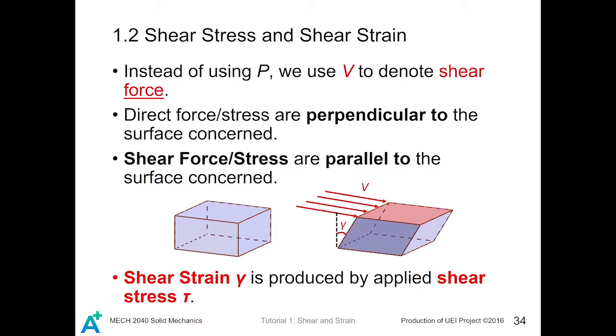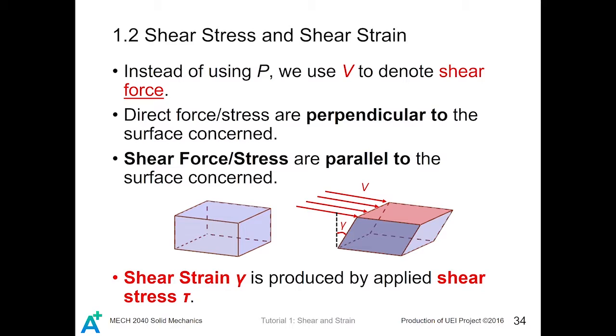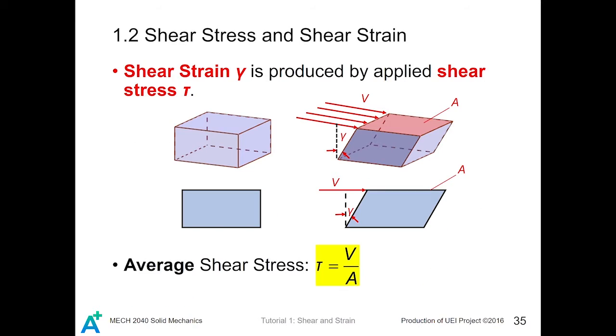As you can see here, if we have a prismatic block with its bottom fixed, then if you apply the shear load V, the V is parallel to the surface concerned. Then it will generate a shear strain, as shown here. So recall that the largest difference between direct stress and shear stress is that for direct stress, your force is perpendicular to the applied surface. For shear, your force pairs are parallel to the surface exerted.